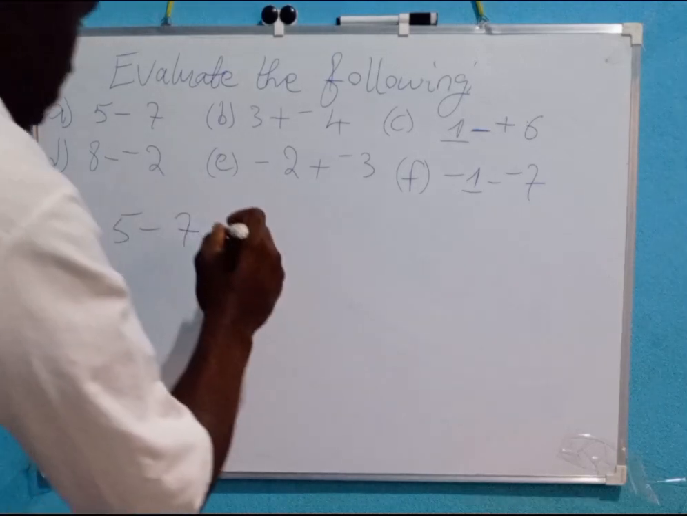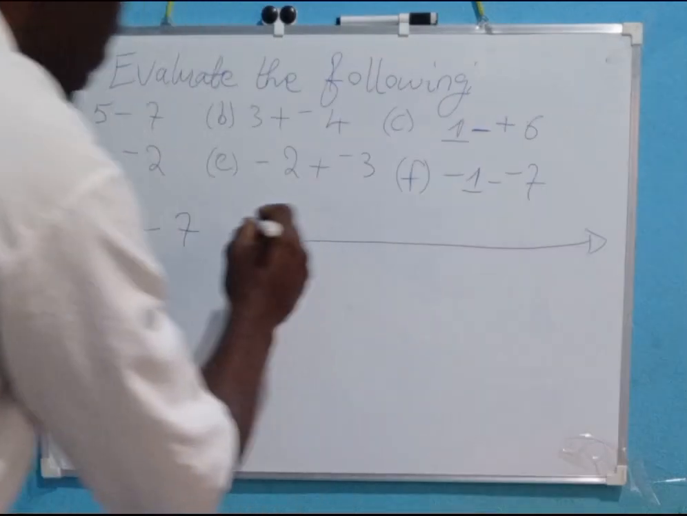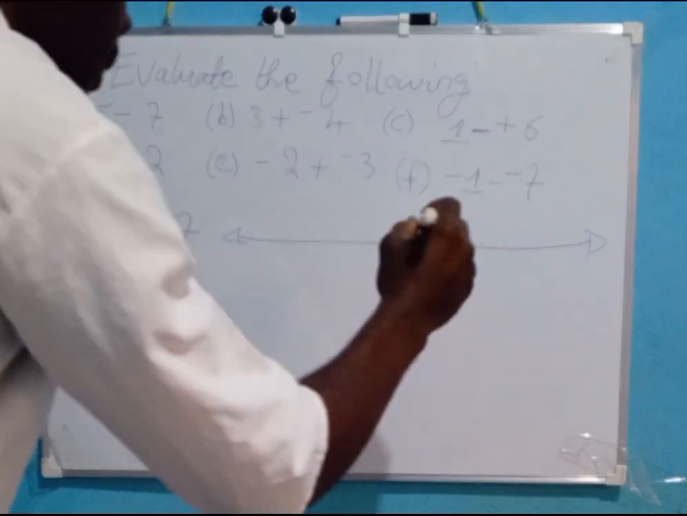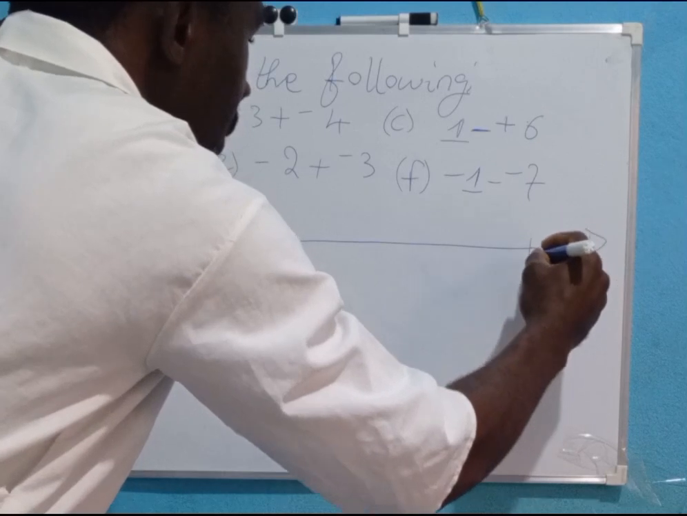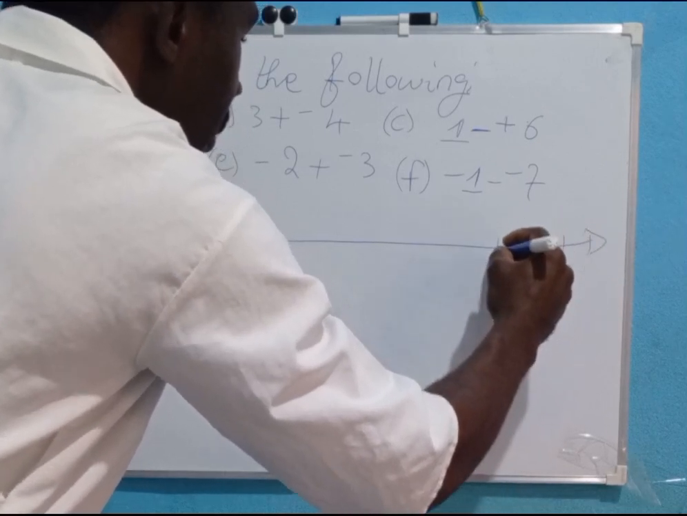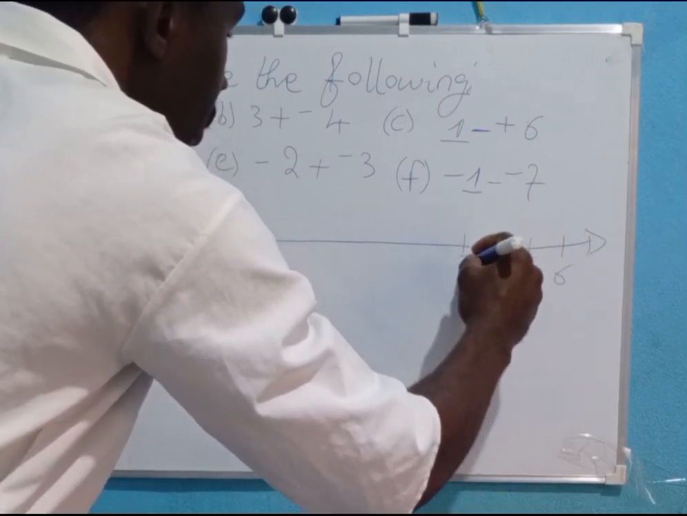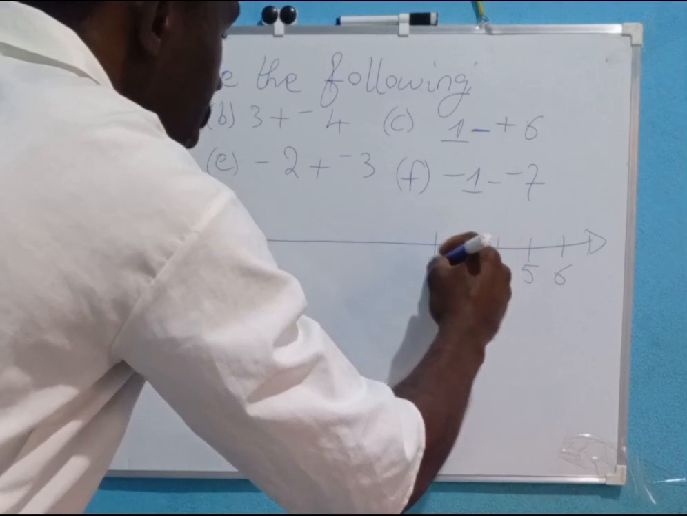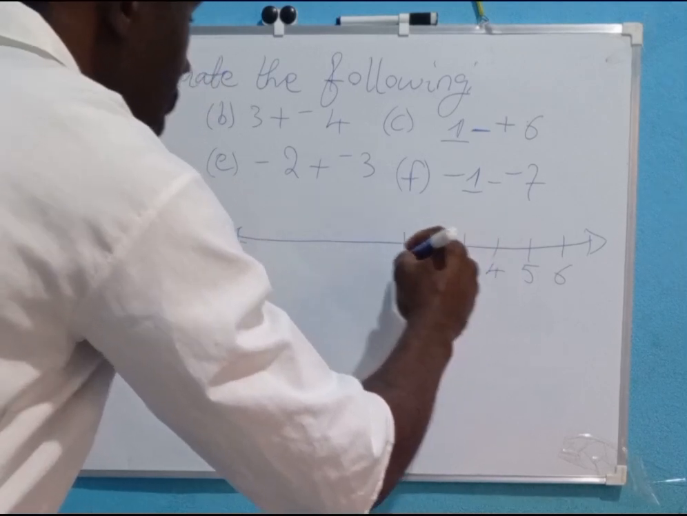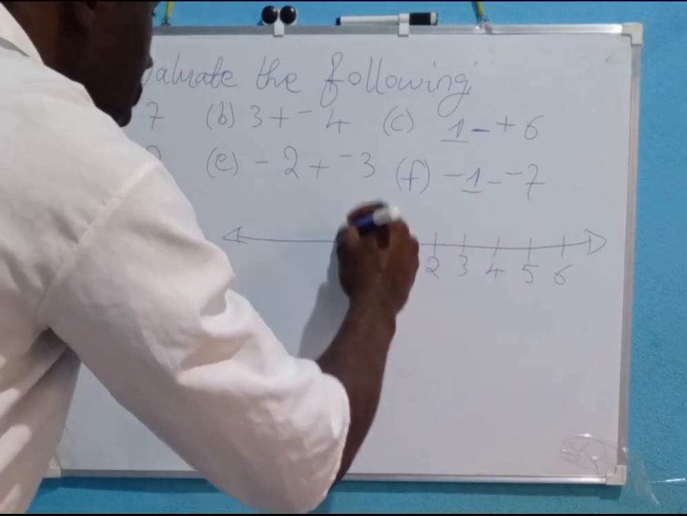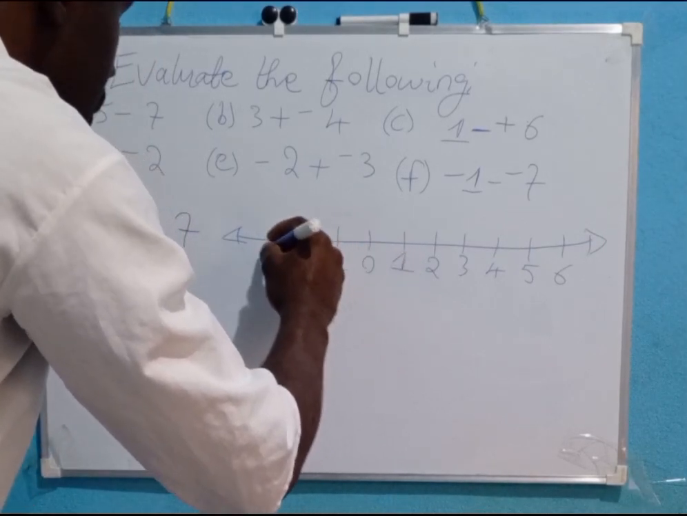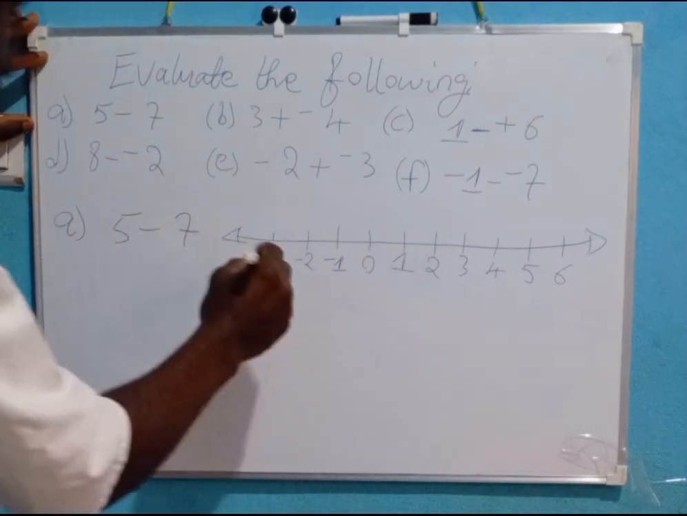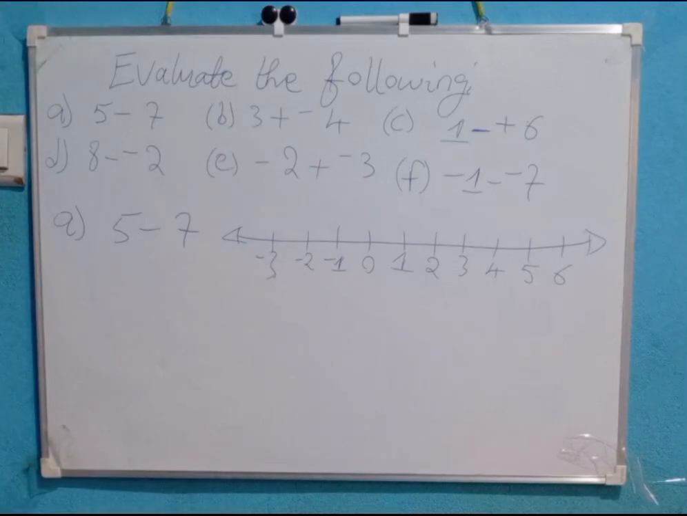Let's draw our number line. This is our number line. Let's assume this is 6, 5, 4, 3, 2, 1, 0, -1, -2, -3. Let's end at -3.